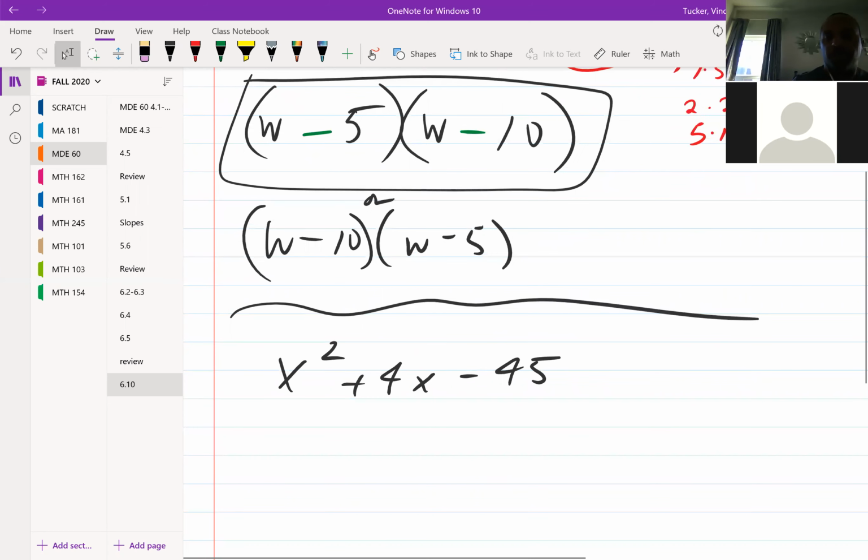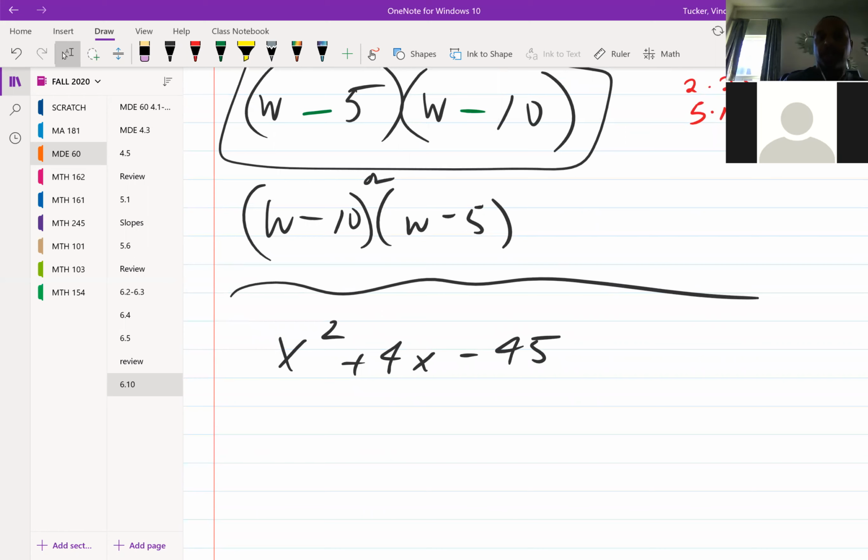All right, here, x squared plus 4x minus 45. And the reason why I want to emphasize seeing the signs before you actually start the factor thing is because that always holds true no matter what's going on with the numbers.